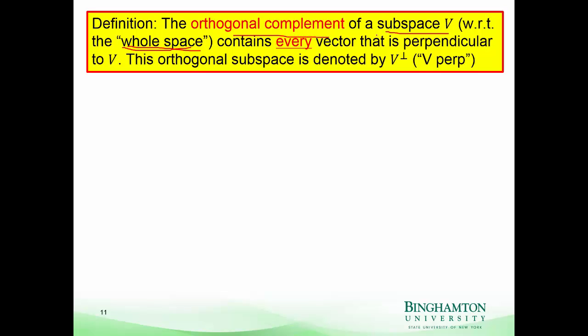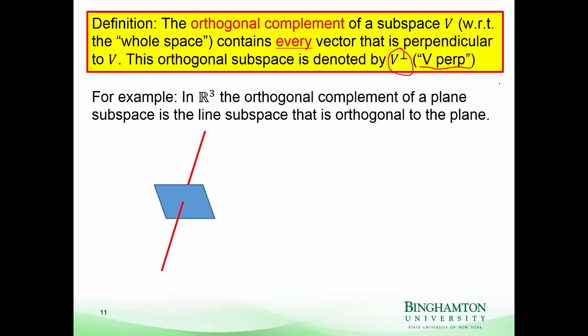So the orthogonal complement of a subspace V with respect to the whole space contains every vector that is perpendicular to V. Since they're perpendicular to V, the only thing in V that satisfies that is the zero vector. So everything else has got to be outside of it. Okay? And we use this symbol to represent this orthogonal complement, and mathematicians will often just refer to that as V perp, or they'll just say the orthogonal complement of V if they want to be a little more wordy.